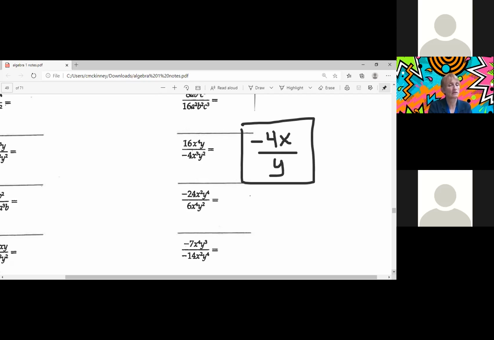So my next one, -24 divided by 6. Got another -4. My x's, higher power. So that's what you want to ask yourself. Where's the higher power? Higher power of x, denominator. So I know x is going to be in the bottom. Then 4 take away 2 is 2. Higher power of y, numerator, top. So y is going to live in the top. 4 take away 2 again is 2.